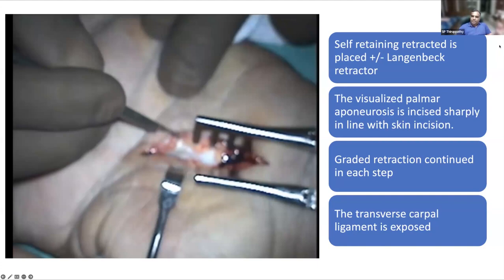Visualize the aponeurosis and incise in line with the skin incision. Graded retraction should be given in each step. The transverse ligament is exposed.